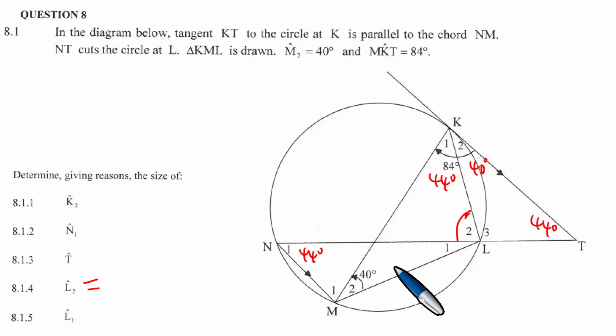What is the size of L2? 96. That sounds very smart, but why do you think it is that way there, Senelo? Why? Sum of angles on a straight line. Yay, that sounds awesome.